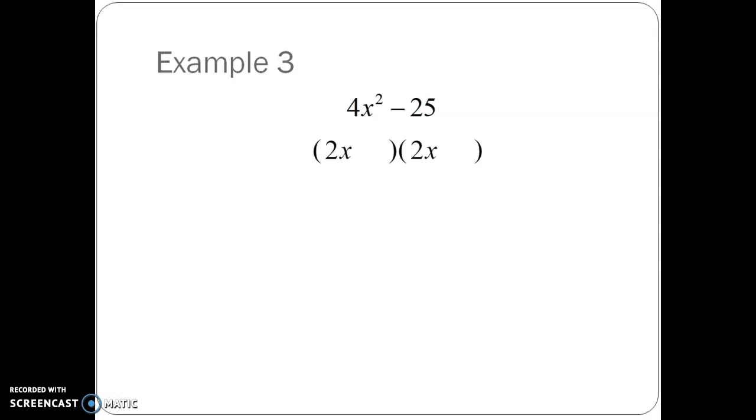Now we'll deal with the 25. Don't worry about the minus, just the 25. The square root of 25 is 5, so I'm going to write 5 again in both sets of parentheses. And then the last thing we're going to do is one of these has to be positive and one has to be negative. So 2x plus 5 and 2x minus 5. And that is our expression in factored form.